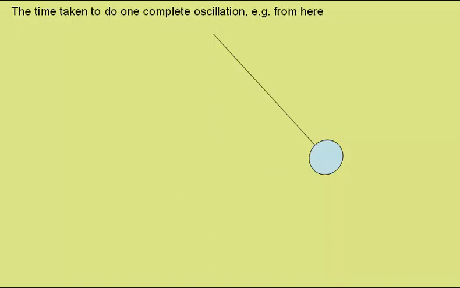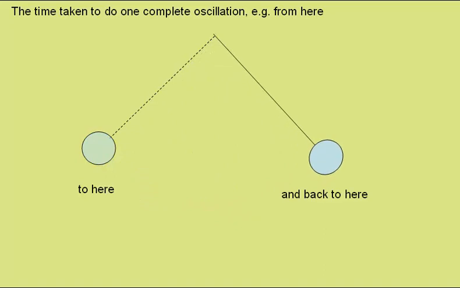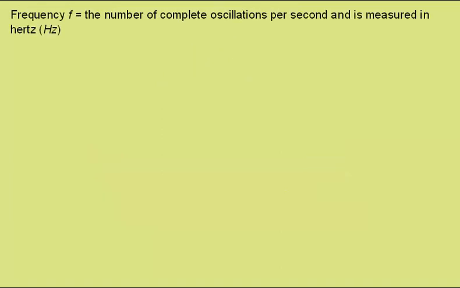The time taken to do one complete oscillation, for instance from here to here and back to here, is called a time period, denoted by a capital T. Frequency, denoted by a lowercase f, is equal to the number of complete oscillations per second and is measured in hertz. Frequency is equal to 1 over the time period, which you can write as f is equal to 1 over T.